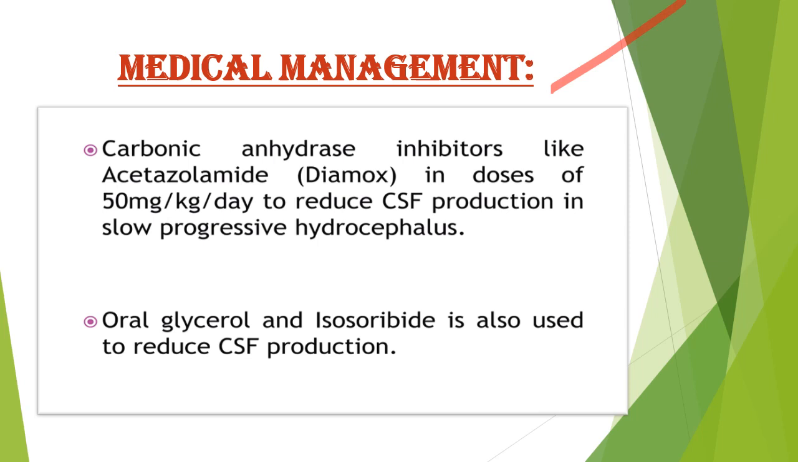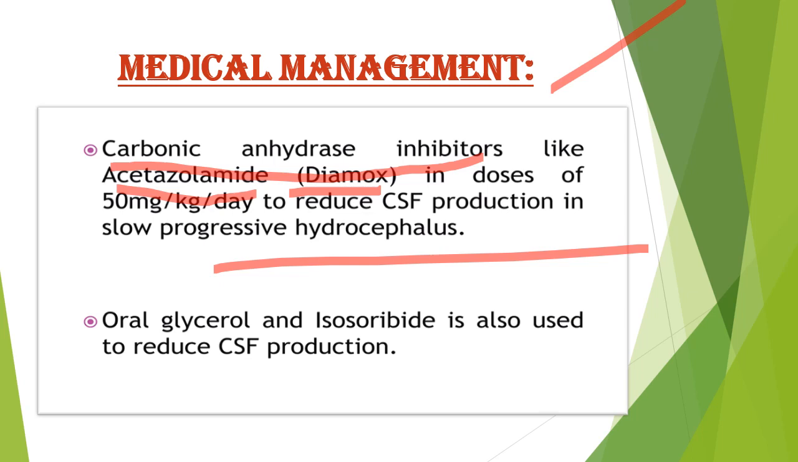Next, medical management. Proper medical management is carbonic anhydrase inhibitors, like acetazolamide or Diamox at a dose of 50 mg per kg per day to reduce CSF production in slow progressive hydrocephalus. And oral glycerol and isosorbide are also used to reduce the CSF production.